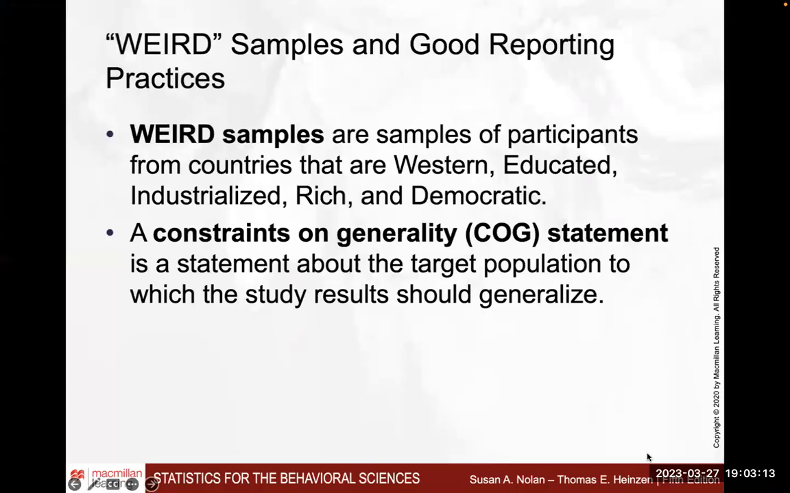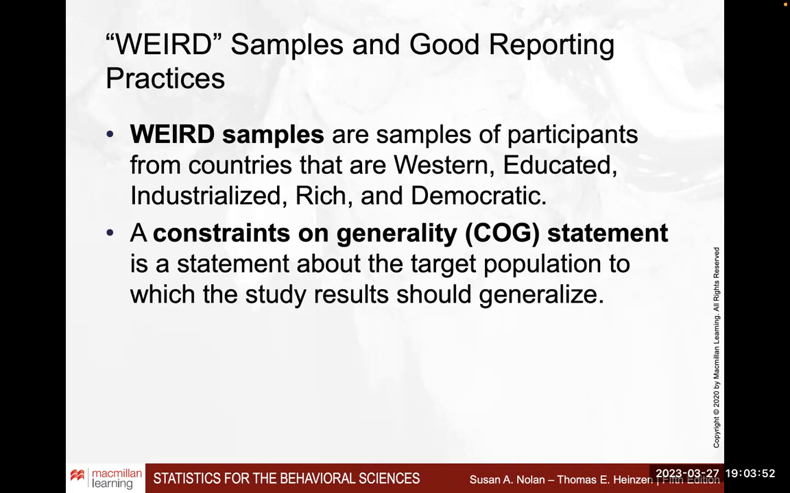Lastly, Noren and Heinz want to speak about so-called WEIRD samples, good reporting practices. So WEIRD samples are basically samples of participants from countries that are Western, educated, industrialized, rich, and democratic. What does that mean? It means that we are privileged to live in a privileged country and in a privileged society. Therefore, the differences we're seeing in our studies and in our group comparisons do not necessarily apply to different parts of the world, because there are inherent differences that are unaccounted for.